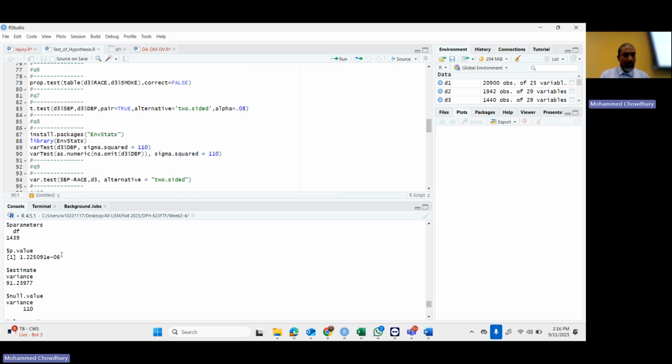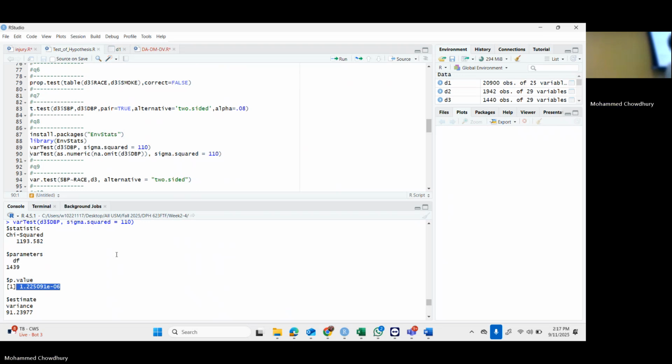P-value is less than 0.05. Okay, we reject the null hypothesis that variance is 60. That null hypothesis is rejected, because p-value is less than 0.05.